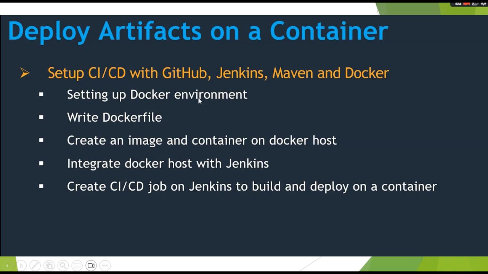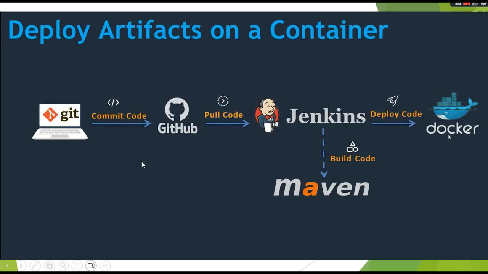So first we're going to set up a Docker environment and write a Dockerfile. So create a Docker image and container in the Docker host, integrate the Docker host with Jenkins, and create a CI/CD job on Jenkins to build and deploy it onto the container. So this is the process. So this is the workflow. Push it to GitHub, Jenkins builds with Maven, and deploys it to Docker. We are not going to deploy it to the Tomcat server. In this phase, we are deploying to Docker.